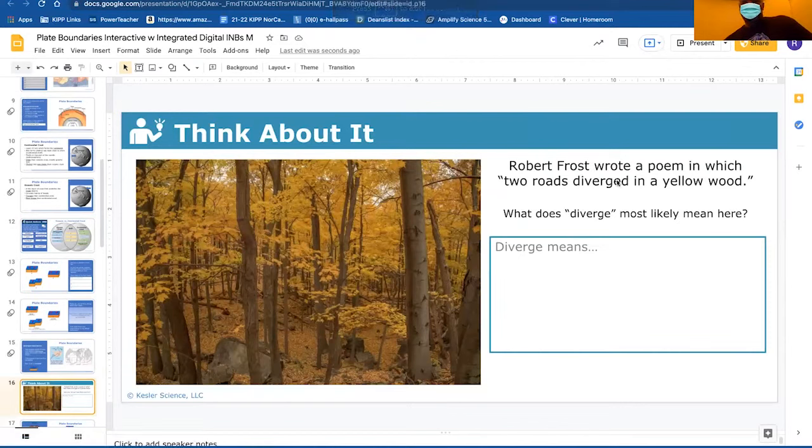All right. Robert Frost wrote a poem in which two roads diverged in a yellow wood. What does diverge most likely mean here? So if two roads diverged, what does that mean? Put that here.